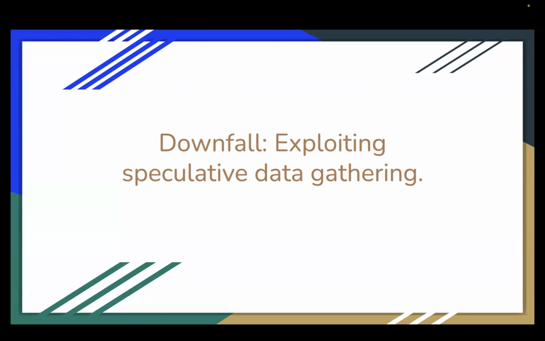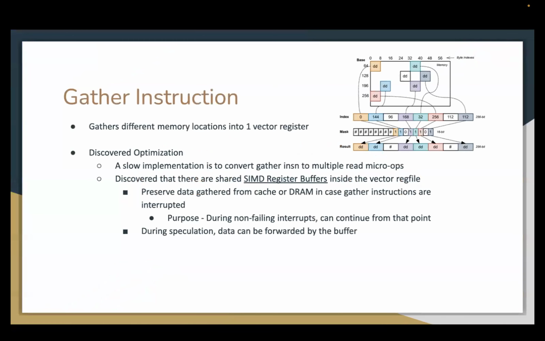Please listen to the second presentation. Okay, so the paper we're presenting is called Downfall, Exploiting Speculative Data Gathering. The main idea behind the paper is that there is an instruction in x86 systems called the gather instruction. What it effectively does is gather different memory locations and then store them within your vector register file.